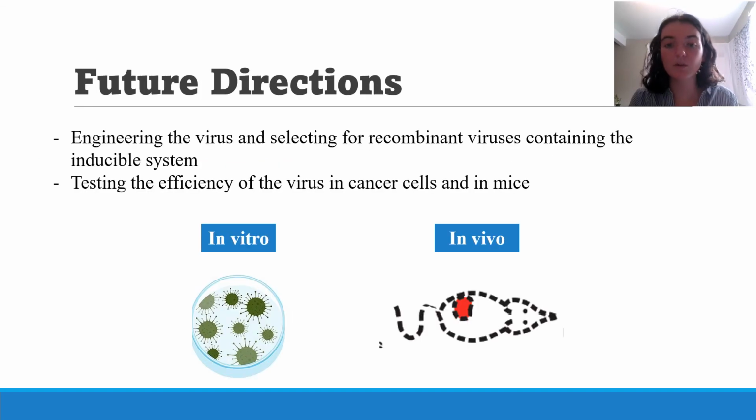I'll continue to work on this project as my honors thesis in the fall, and the next steps will be to engineer the virus itself by adding the donor plasmid into HSV infected cells and causing the virus to make mistakes and recombine with the new DNA, and then selecting for these recombinant viruses. From there, it will be possible to test the virus's ability to induce specific types of cell death within cancer cells in vitro, as well as in mice, or in vivo.